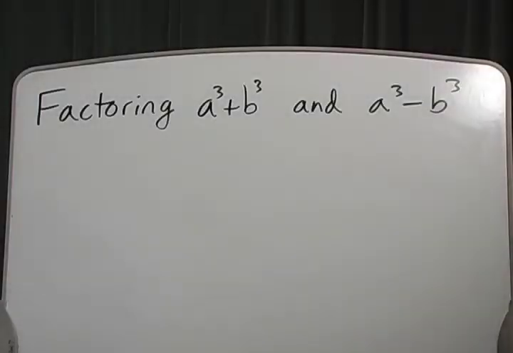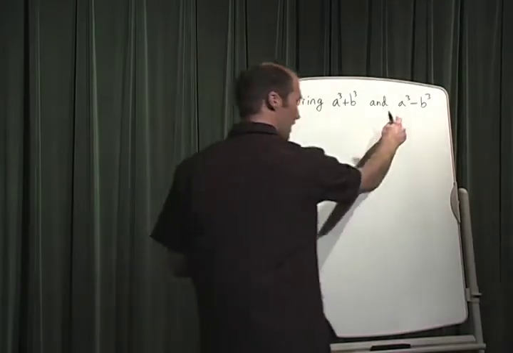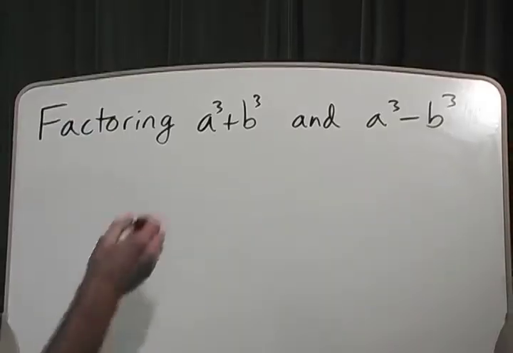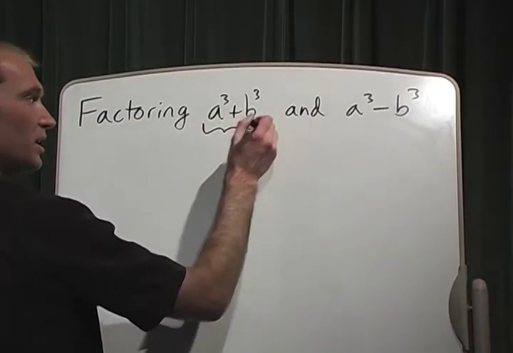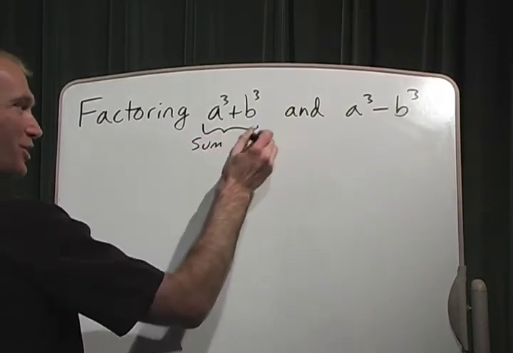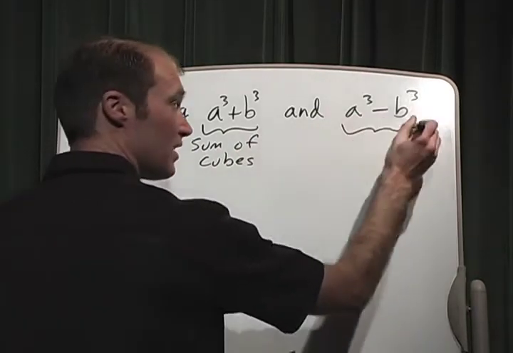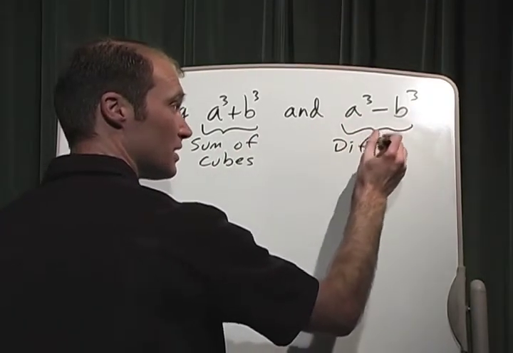I would like to talk with you about factoring expressions of the form a cubed plus b cubed and a cubed minus b cubed. Because it's a sum of two cubes, we call it the sum of cubes. And here we call this the difference of cubes.